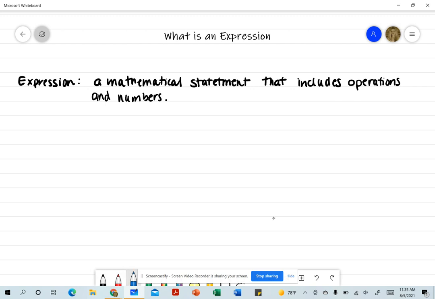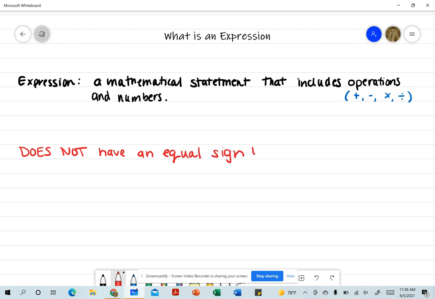If you don't remember, our four math operations are addition, subtraction, multiplication, and division. So it can include operations, it doesn't have to, and it also includes numbers. Now, the main thing about expressions is this, and I'm going to put it in red. An expression does not have an equal sign. We are not solving for anything. We're not solving for an unknown. So it does not have an equal sign.